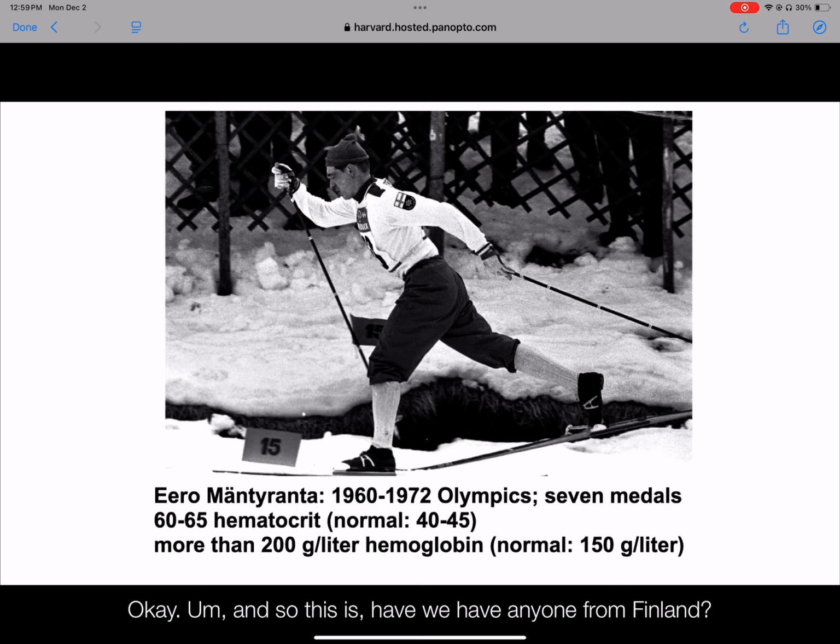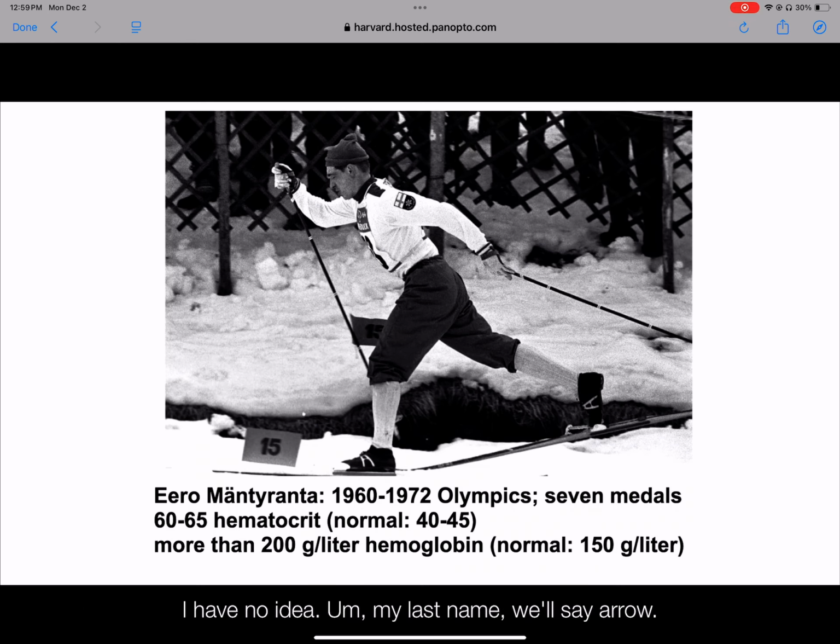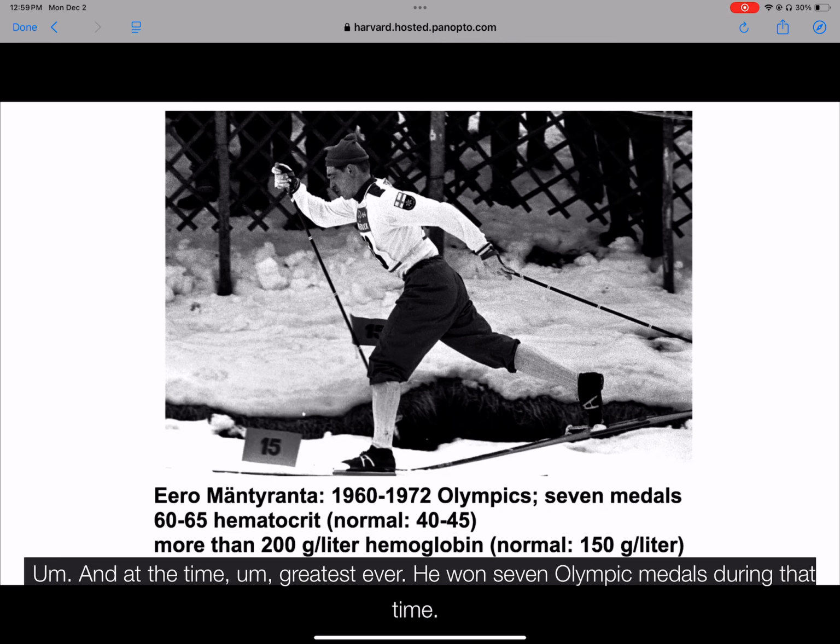Do we have anyone from Finland? Okay, I'm not going to try. I do not want to butcher the name. I have no idea how to pronounce the last name, but we'll just say Eero. And he was a cross-country skier in the 60s, and at the time, greatest ever. He won 7 Olympic medals during that time.